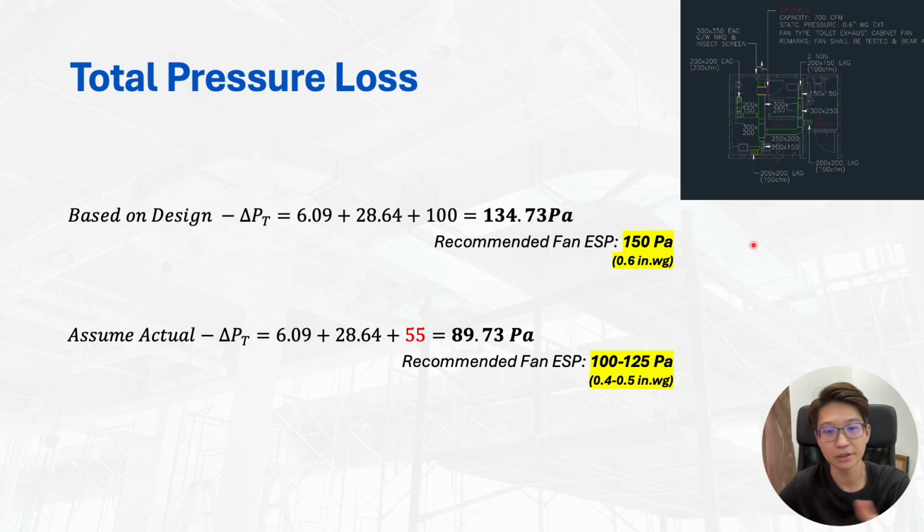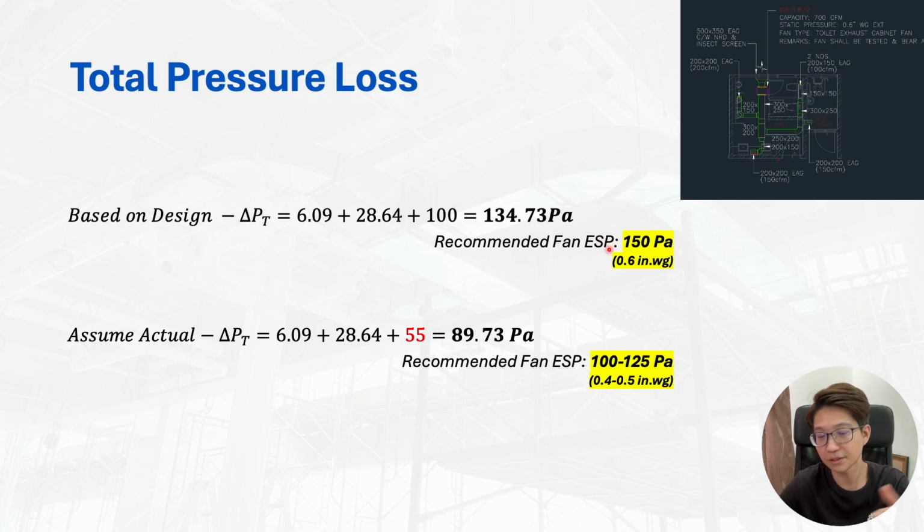So okay, let's calculate everything. Based on design, our total pressure loss: this one is the friction loss, this one is the fitting loss, and this one, 100, is our estimation. Based on the estimation, we get 134.73 Pascal. So this is the total pressure loss. When we select the fan, we must select more than this, so the recommended fan external static pressure is at least 150 Pascal.